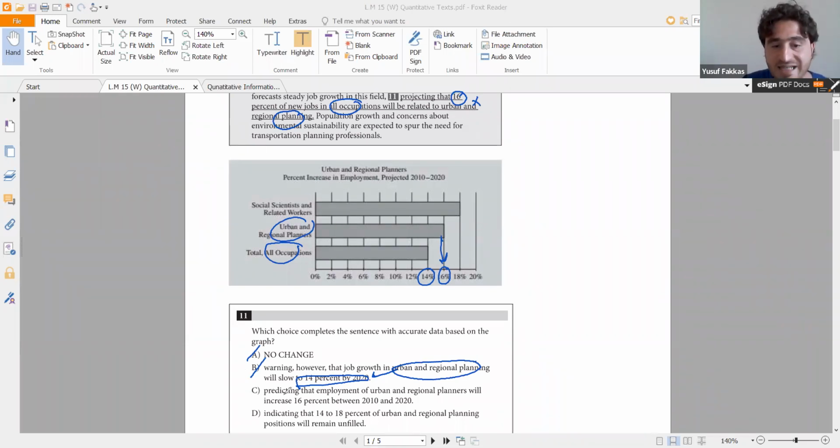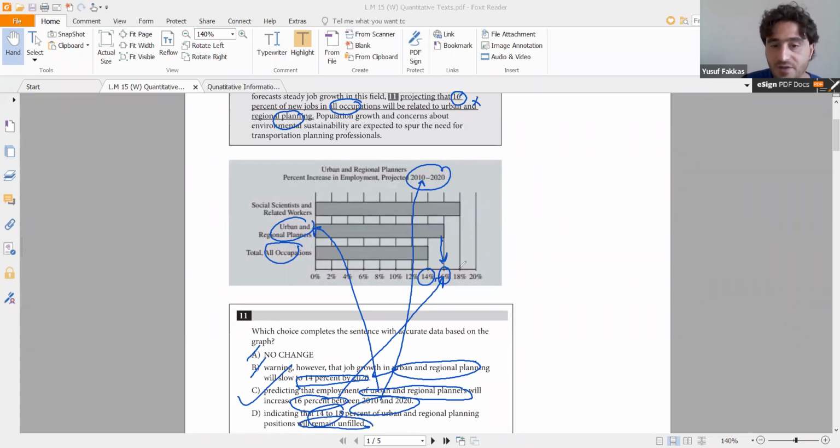C, predicting that employment of urban and regional planners will increase 16% between 2010 and 2020. So first of all, they focused only on one area. They made it specific, urban and regional planners. They mentioned the right number, which is 16%. And of course, it's between 2010 and 2020. So C is correct.